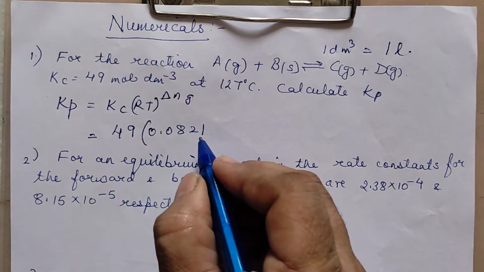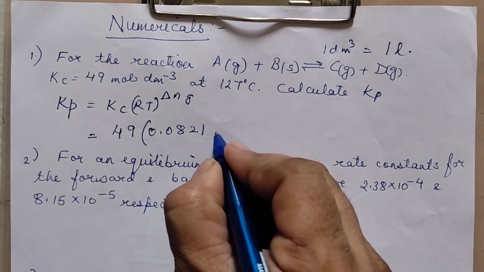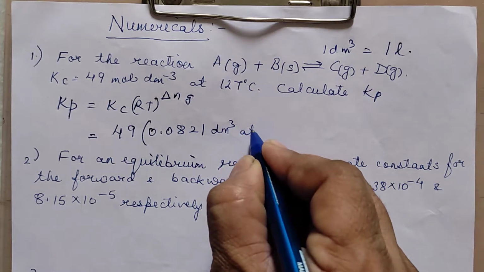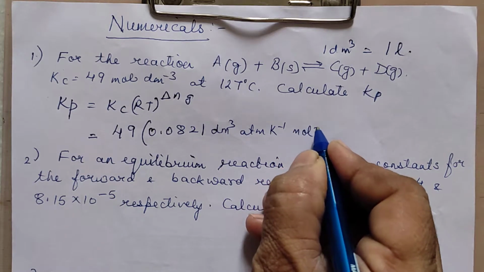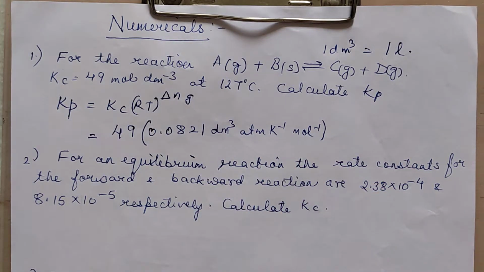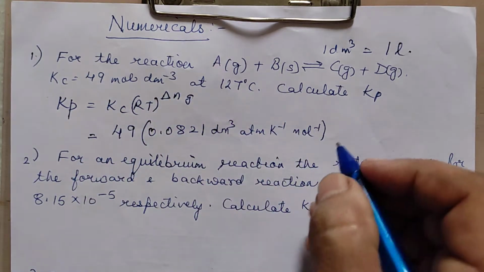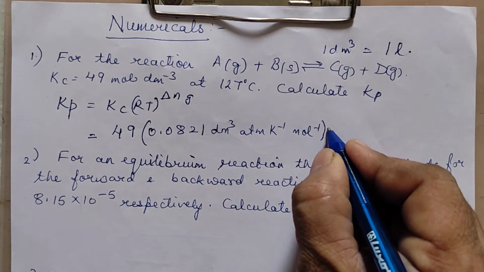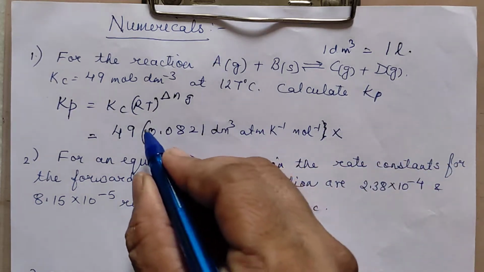That means we will be using 0.0821. This was decimeter cube atmosphere per Kelvin per mole. If you want you can write it. This is decimeter cube atmosphere per Kelvin per mole. That is the R unit I have written. This of course we know it was mole per decimeter cube. Right, into this is R value, right? So this will not be there, multiplied by temperature.